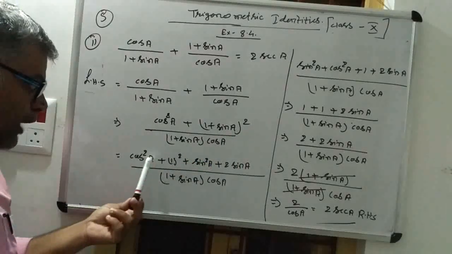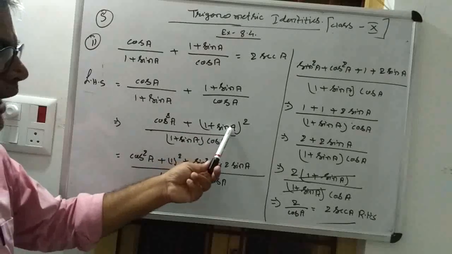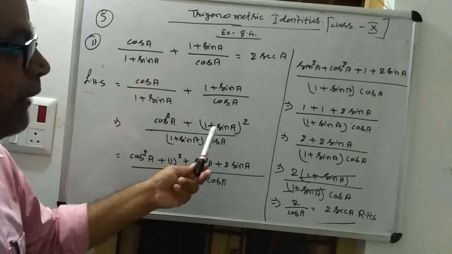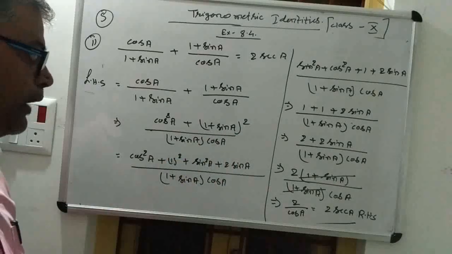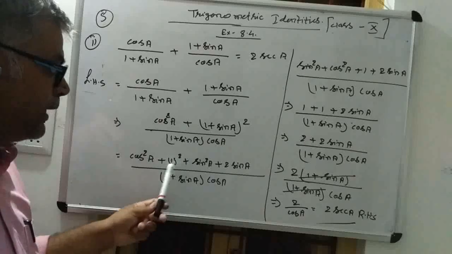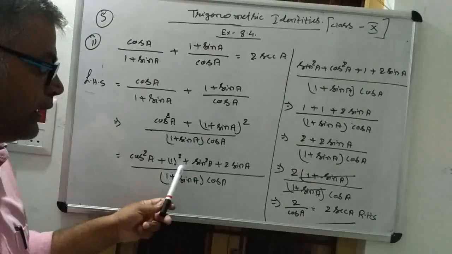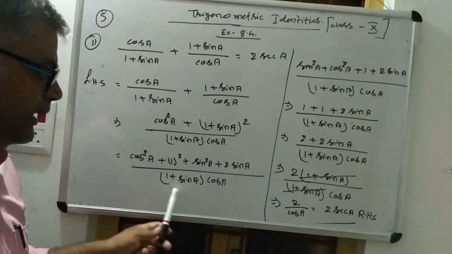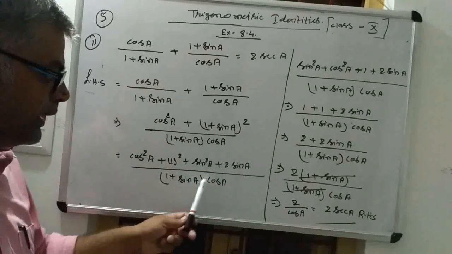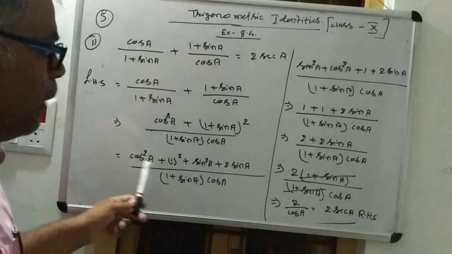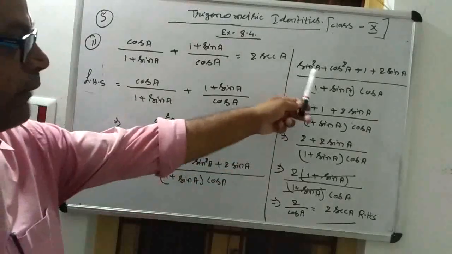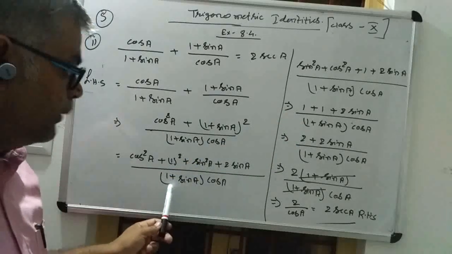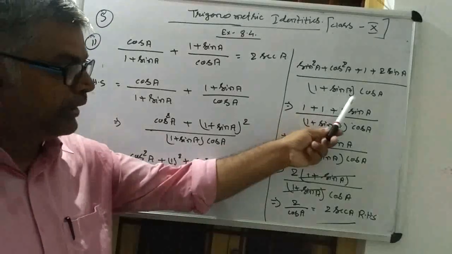So write cos squared A and expand (1 plus sin A) whole squared by using the algebraic identity (A plus B) whole squared. When you expand it, you will get 1 squared plus sin squared A plus 2 sin A, and the denominator as it is, that is (1 plus sin A) into cos A. Now arrange it: sin squared A plus cos squared A plus 1 plus 2 sin A by (1 plus sin A) into cos A here.